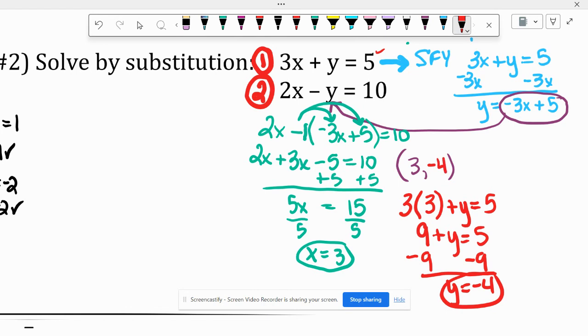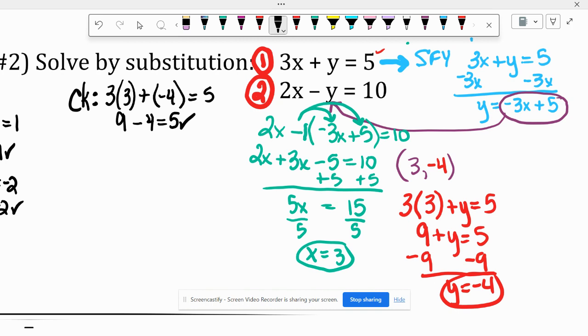Are we finished? We need to check it. Yeah. So I'm going to check it. So 3, checking my first equation, times x is 3 plus y is -4 equals 5. Let's see. 3 times 3 is 9 minus 4 equals 5. And that is true. 9 minus 4 does equal 5.